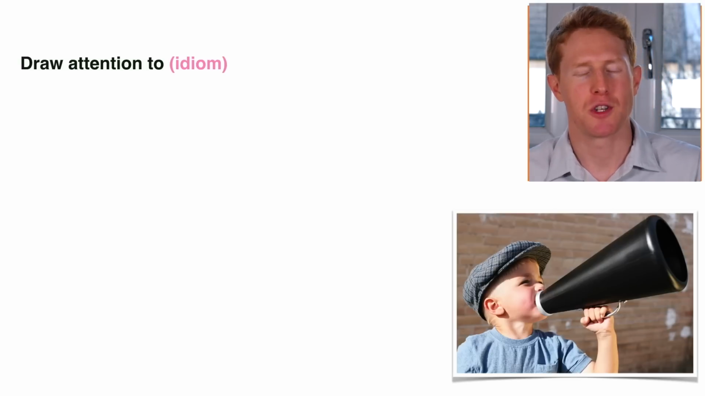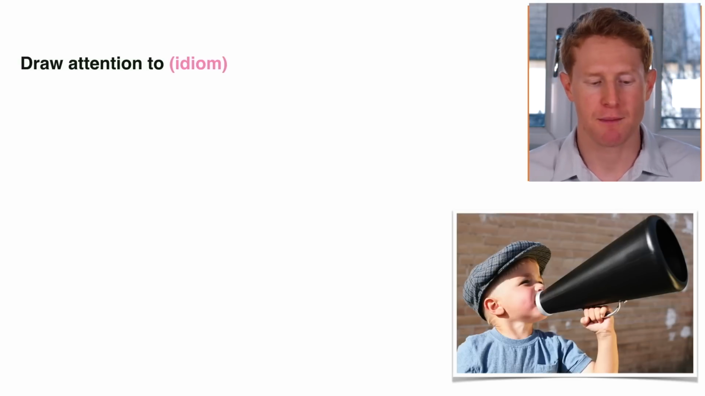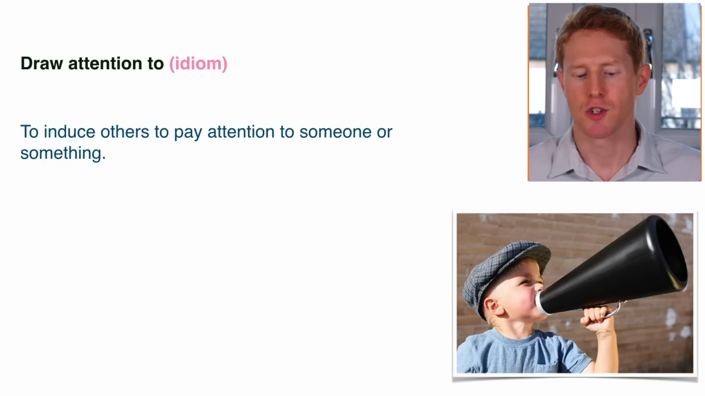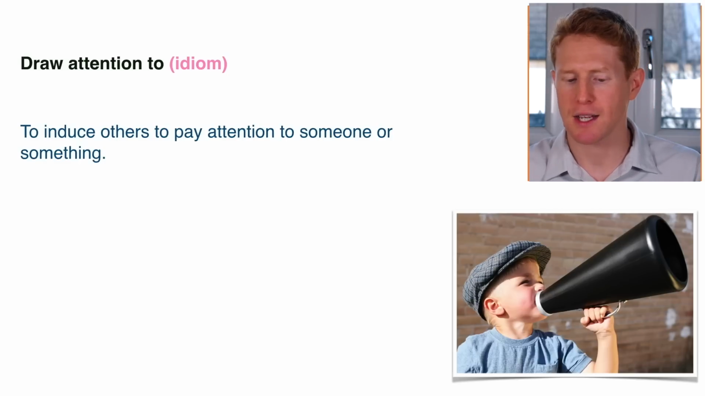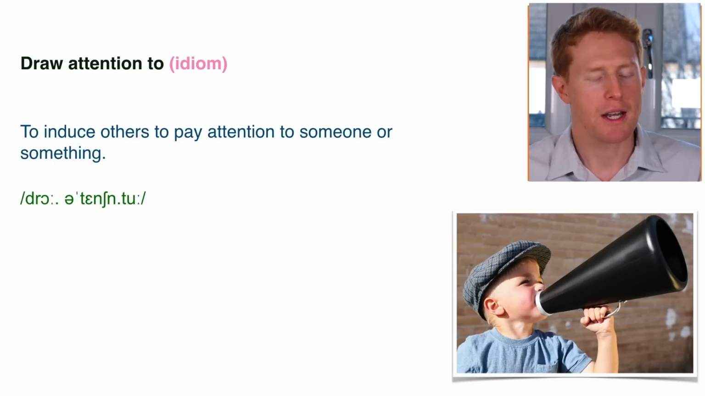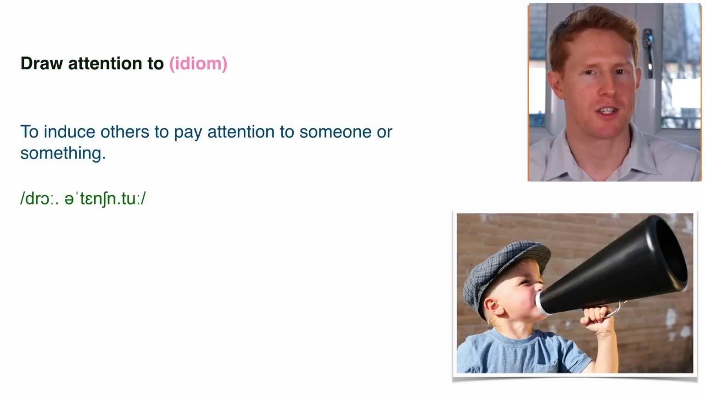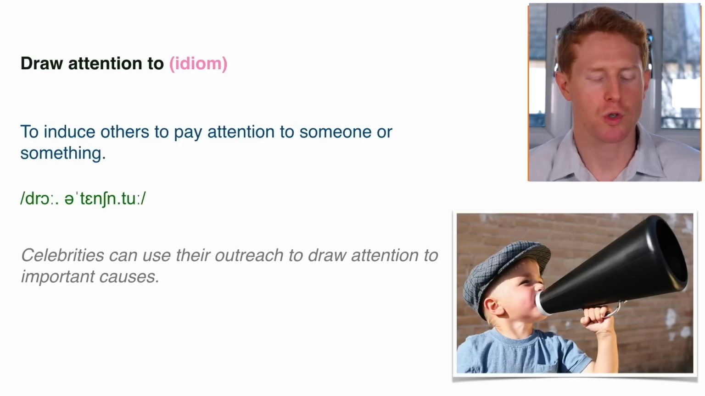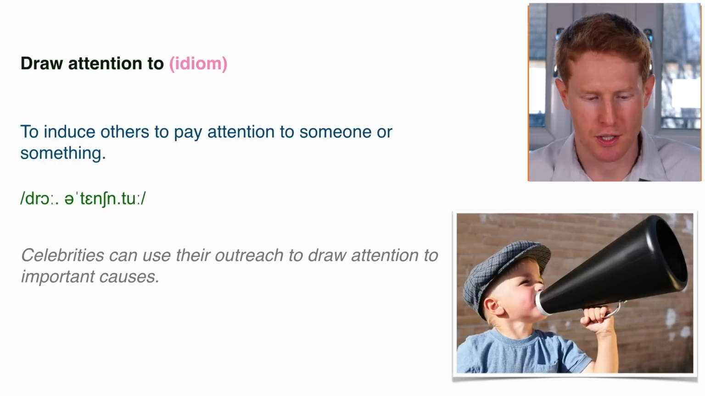Right. Next one is draw attention to. So this is an idiom that you can use in the speaking test. You can also use it in the writing test. And it means to induce others to pay attention to someone or something. So draw attention to. Celebrities can use their outreach to draw attention to important causes.